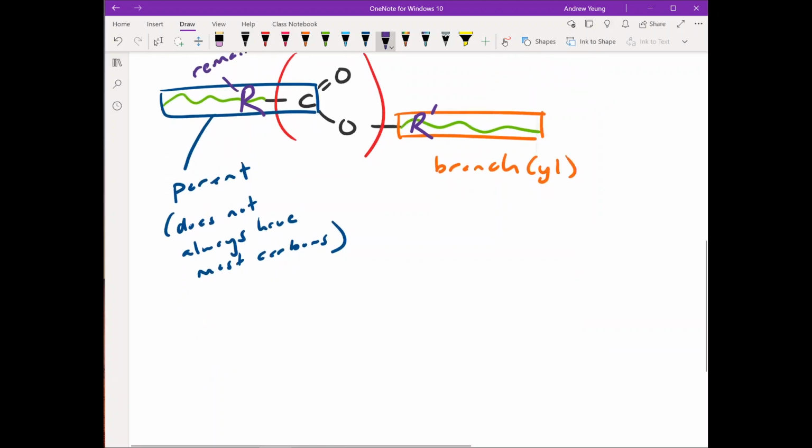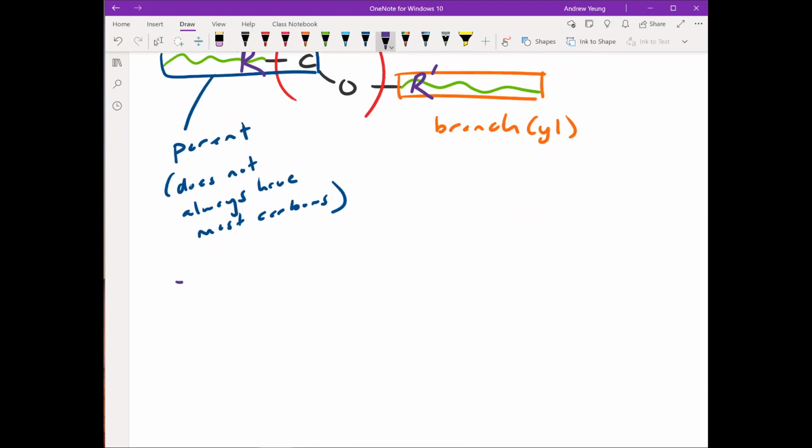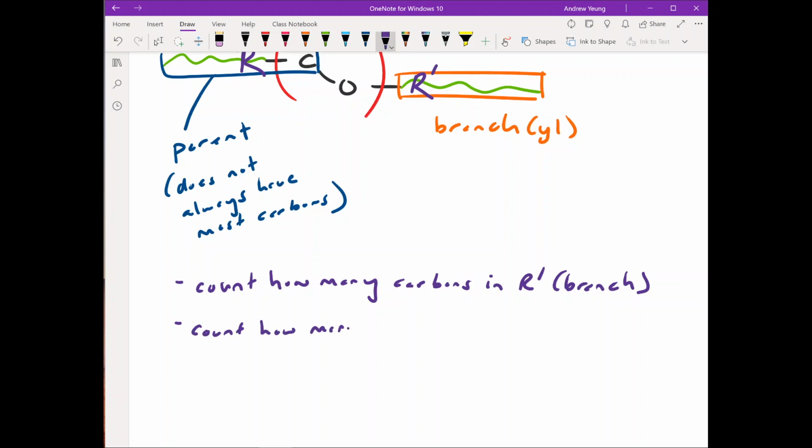Okay, so let me just draft out a little bit of the naming scheme here. Sure, esters later on could also be substituted and branched with halides, things like that, but this is probably hard enough, just remembering which side is the branch and which side is the parent. So what we're going to do is count how many carbons are in R prime. That's the branch side. We're going to change the ending to YL there.